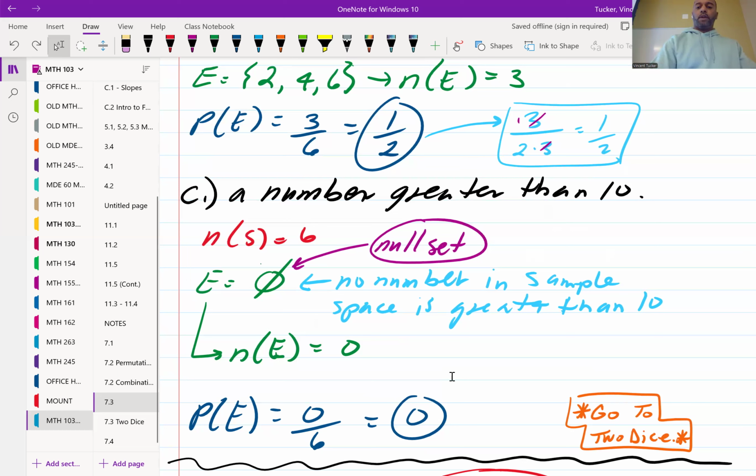Everybody good? Scrolling up. Oh, not scrolling up. I need to go to 2 dice. Everybody good?